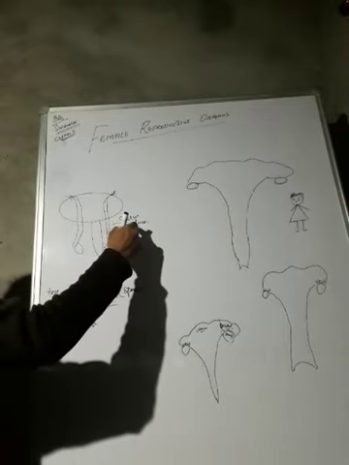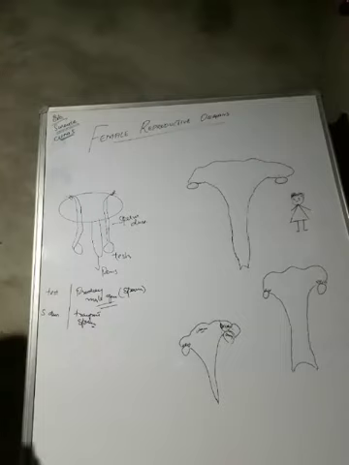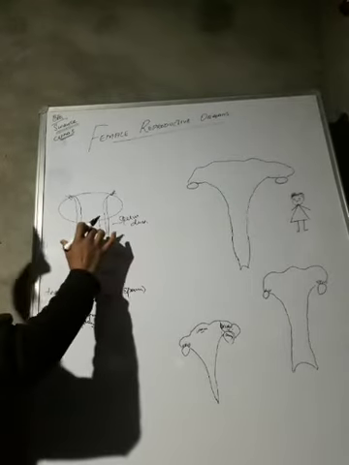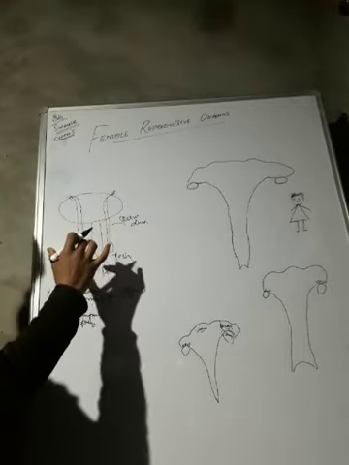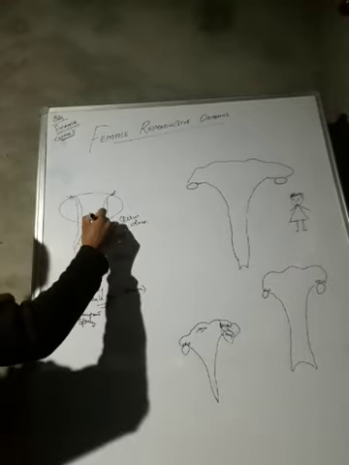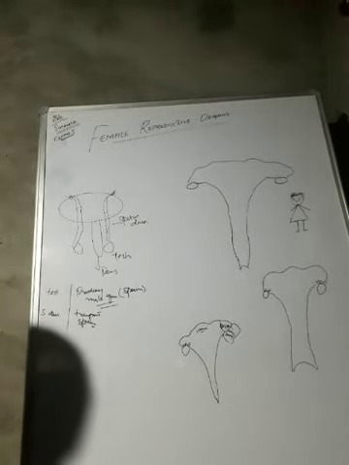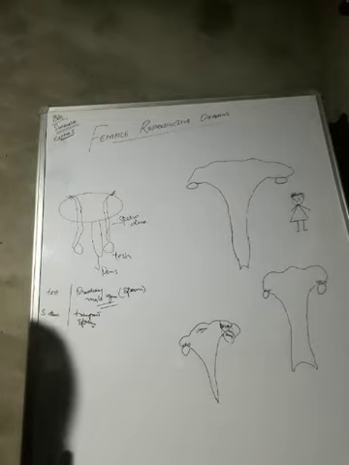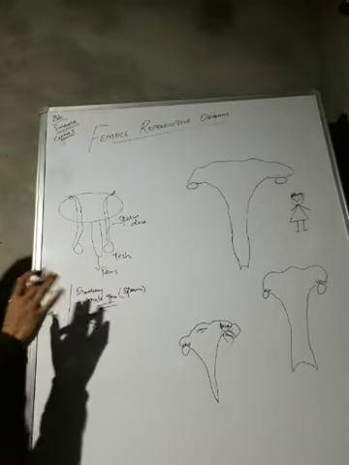And the function of the sperm duct is to transport the sperm, this male gamete, to other organs of the male reproductive system. And the function of the penis is to discharge the sperm into the female reproductive system. This was all about the male reproductive system, which we have already learned.